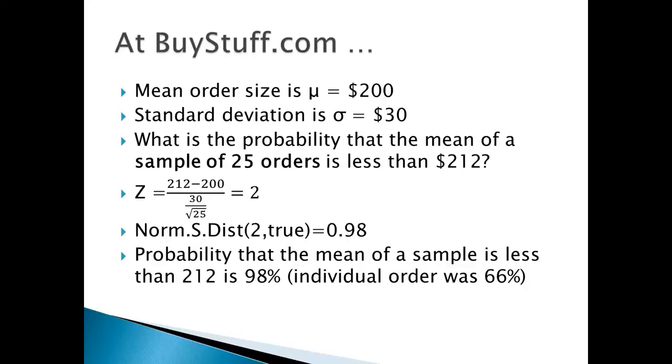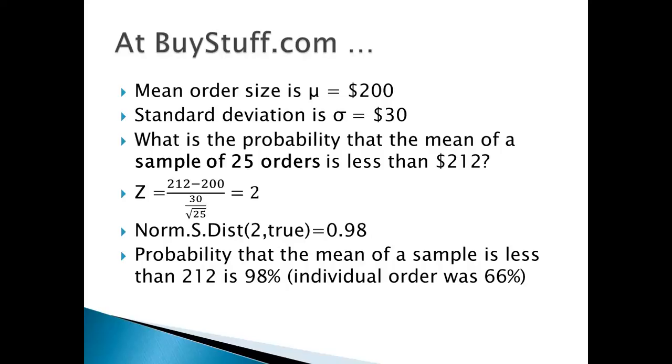So at BuyStuff, the mean order size was mu, and the standard deviation is $30. So when you look at the sample means of size n equal 25, they're going to follow a normal distribution with mean 200 and standard deviation 30 divided by the square root of 25. So we find the z-score for the mean of a sample of 25 orders, 212 minus 200 divided by the whole 30 divided by the square root of 25.